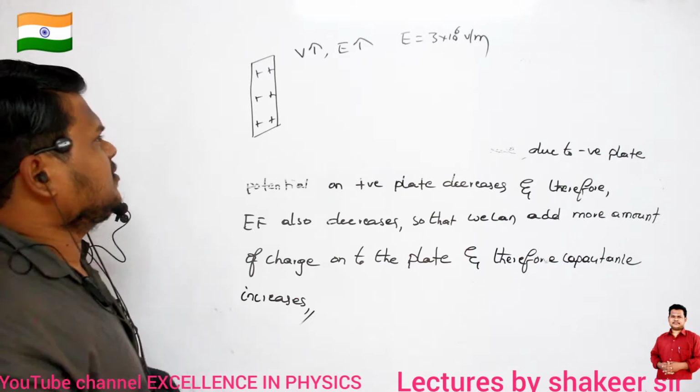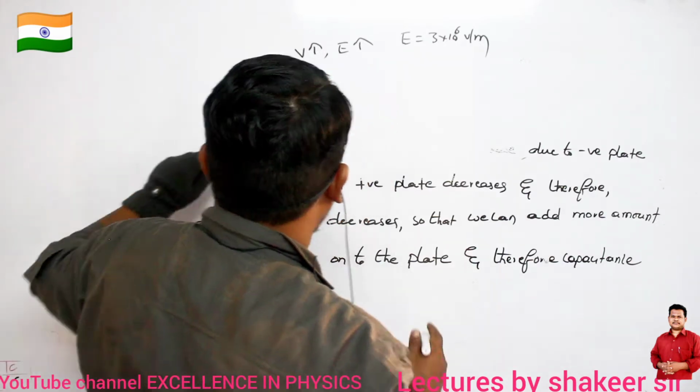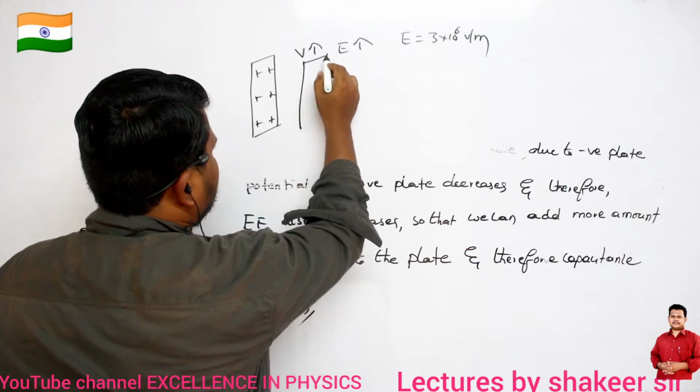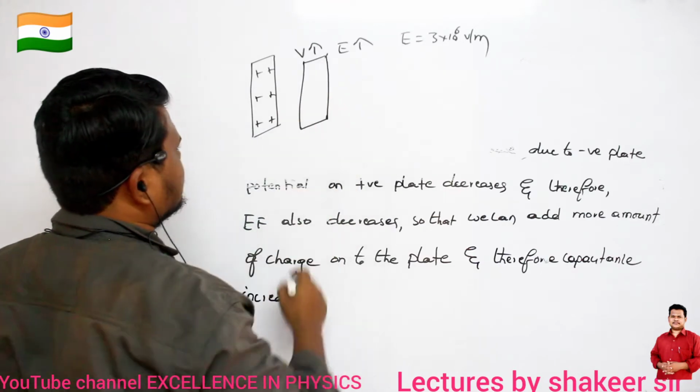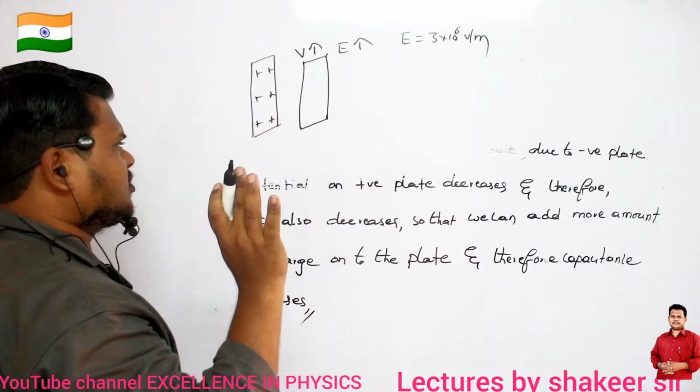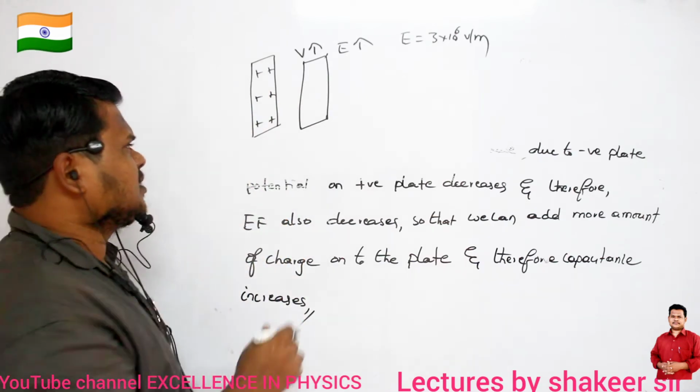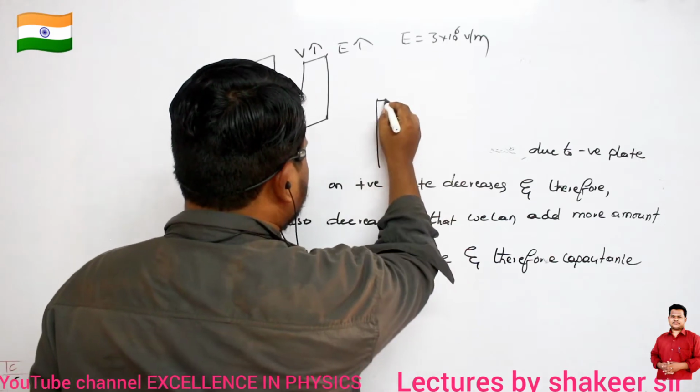Clear? So what I will do is, I will bring one more conductor closer to this one, whether it is a neutral conductor or a negatively charged conductor, whatever it may be. Clear? So I will draw a diagram here. So this is one plate.